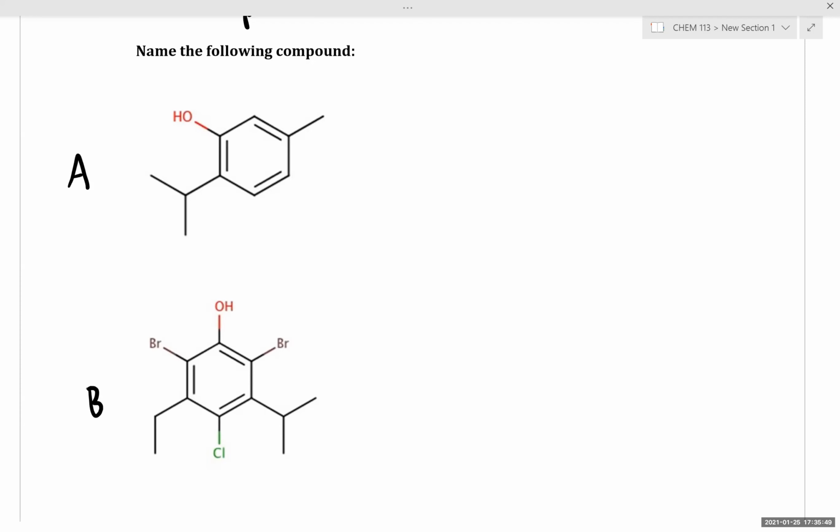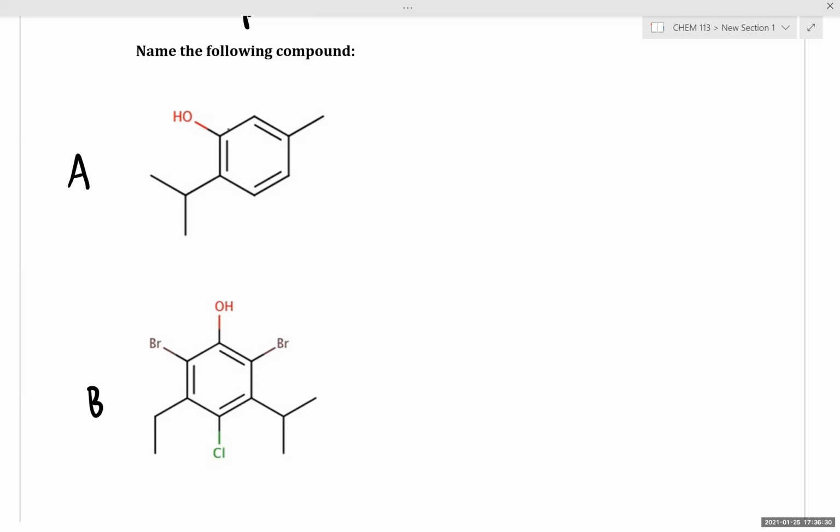Does anyone have a proposed name that they'd like to share? Remember, the first order of business is to figure out an appropriate aromatic ring stem, an appropriate stem name, and then once you have assigned your locant numbers, you name each substituent and assign locant numbers to each substituent.